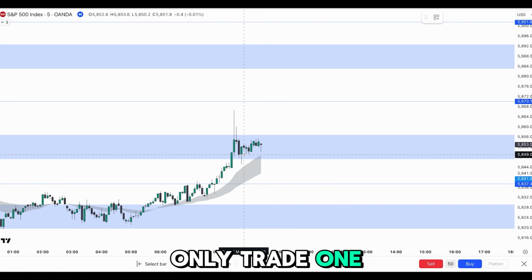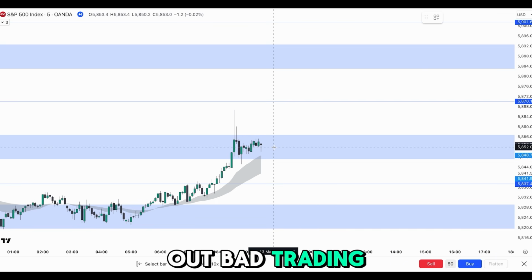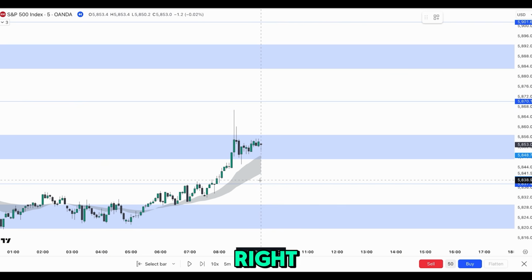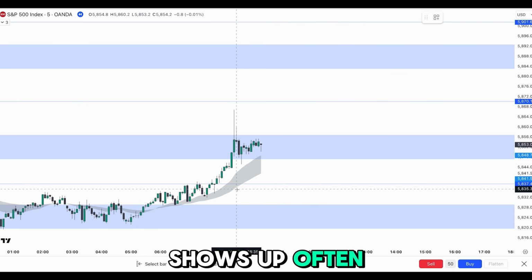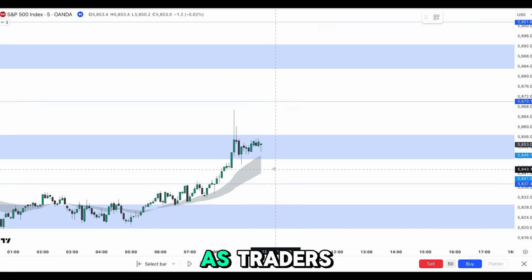So now I only trade one entry setup called the 5-minute cloud bounce. And this setup does two things. One, it filters out bad trading environments. And two, it gives me a clean and reliable entry when conditions are right. And this is a setup that shows up often, so you can just repeat it continuously, which is exactly what we want as traders.